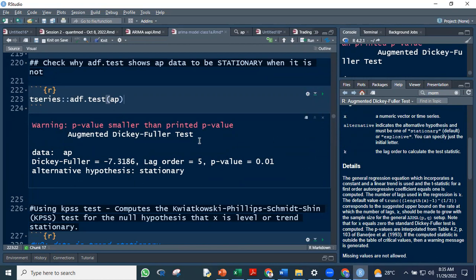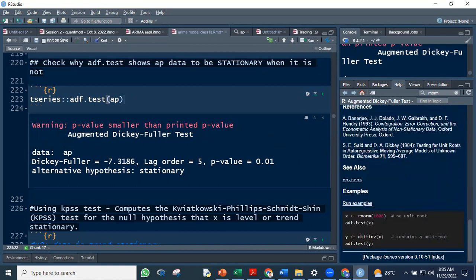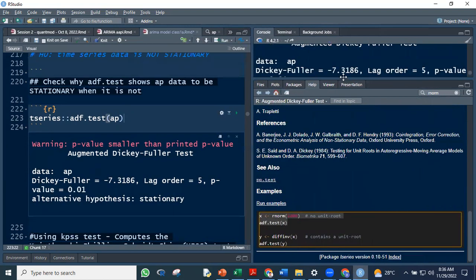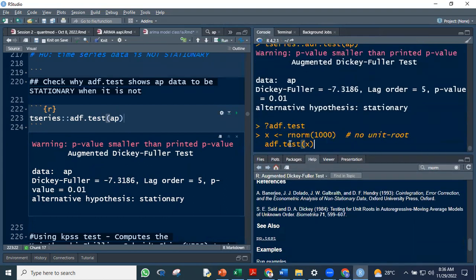I think I haven't yet answered or researched why the ADF test, the augmented Dickey-Fuller test, from tseries is giving us a wrong value. Can we please try this, class? Let's copy this, Control C, even just in the console. Control V. So here, we are generating random numbers: rnorm 1,000.